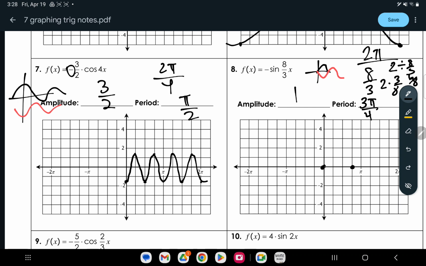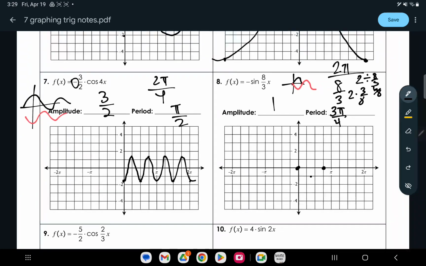And then we need halfway in between that, and the amplitude is 1. So 1, 2, 3. Halfway in between that. It's going to look something like that. That was pretty good.